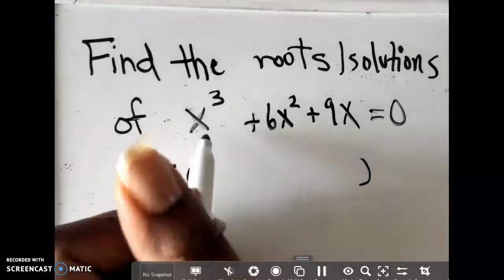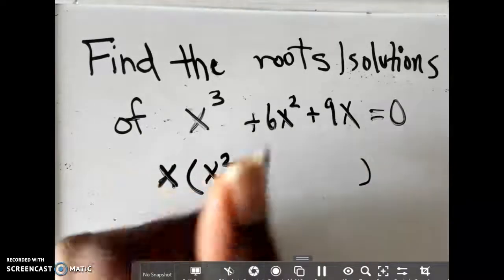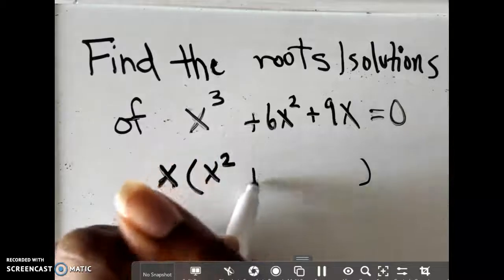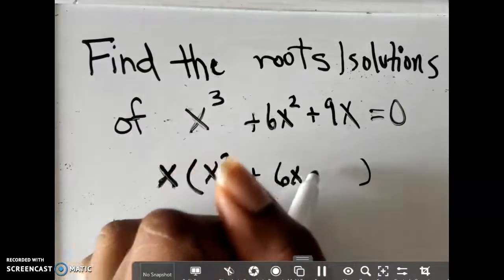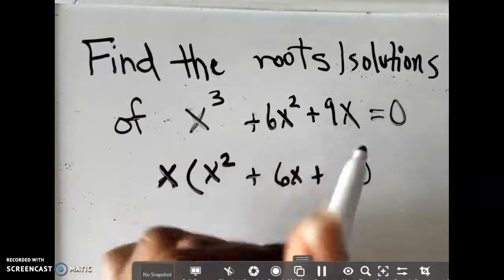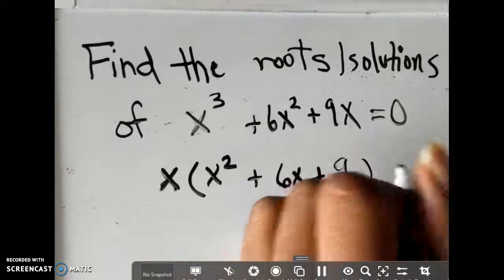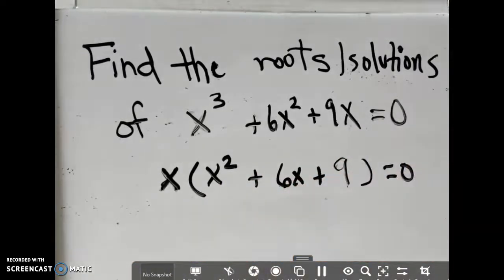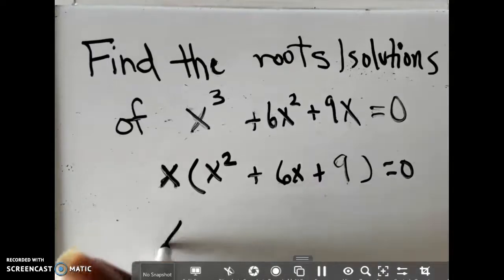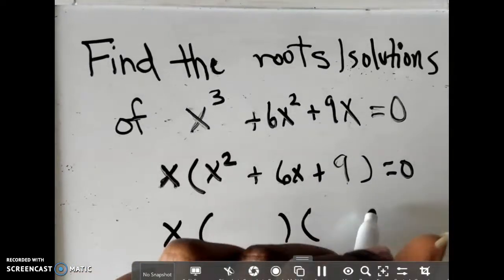If we factor out x from here, we'll be left with x squared. From 6x squared, factoring out, we'll be left with just 6x. And then from 9x, factoring out the x, we'll be left with 9. Bring down the equal 0. Within this parentheses here, we can factor this quadratic function.